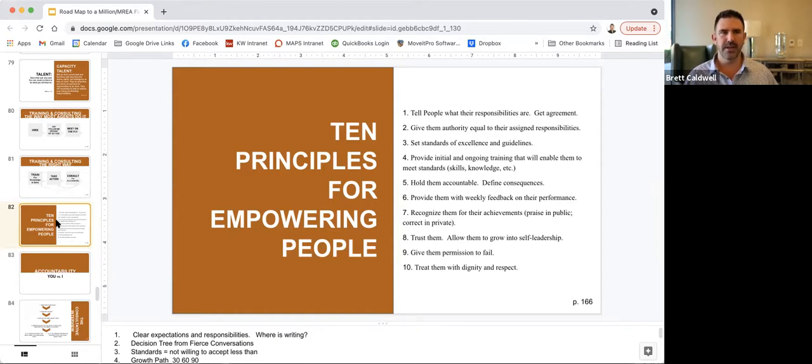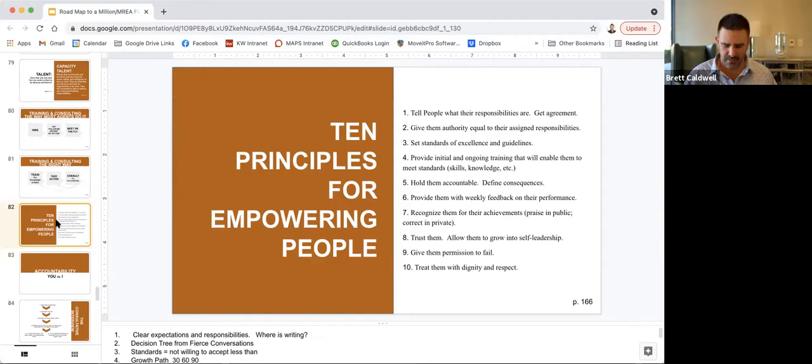Gary Keller always talks about, I love people, but my love for people is different than my performance expectations. We're going to talk about performance expectations, and then I'm going to care about you in a different conversation. It separates it, but it's really important to understand what success looks like. Provide them with weekly feedback on their performance. If you want to empower people, don't leave them guessing whether they did a good job or not. Tell them, right? Feedback's important.